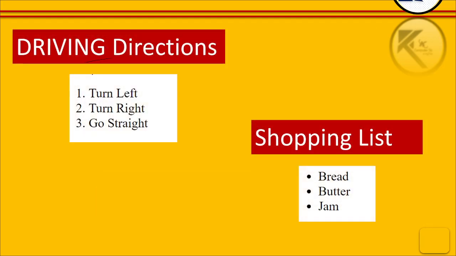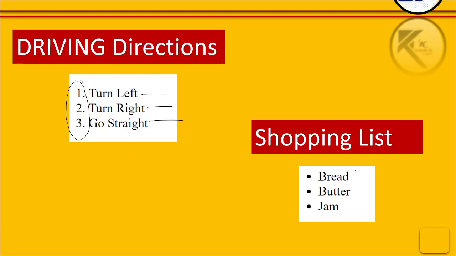You are given driving directions on a web page, and you say the first step is turn left, then turn right, and then go straight. Now if I write it in a different sequence, go straight and then turn left and then turn right, then you may not reach your destination, you may land up somewhere else. Because here order is very important, very crucial, I have selected ordered list to structure this information.